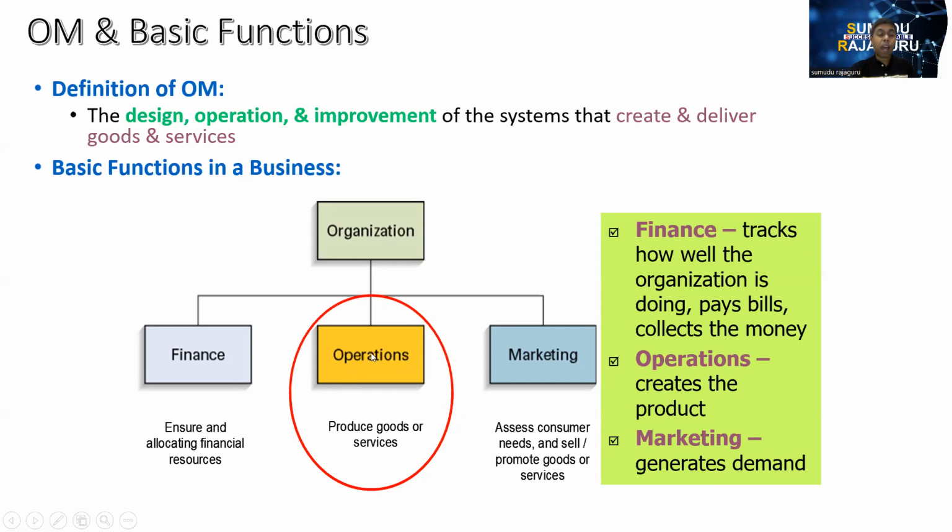So whatever output is created by the operation, it is then required to market it. If not, we can't create the demand, and if we don't sell the things, money doesn't come into the organization. So these are the main functions: finance, operation, and marketing.